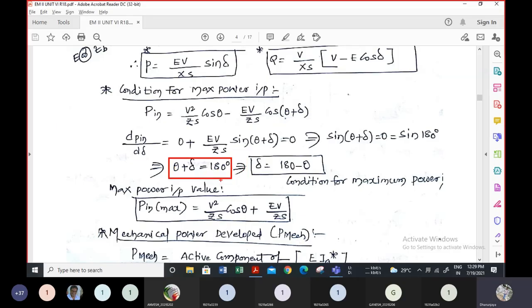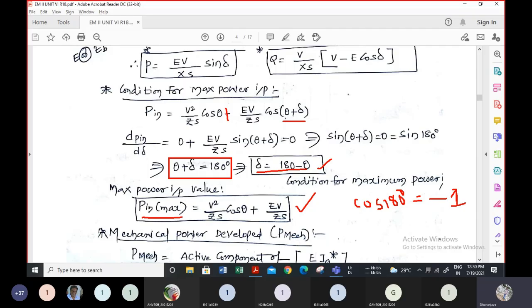By simplifying and equating, we get the conclusion that theta plus delta equals 180 degrees, or we can rewrite it as delta equals 180 minus theta. Substituting this value, we have theta plus delta equal to 180, so cos 180 is equal to what? Plus 1 or minus 1? Minus 1. So substitute minus 1 here. Minus of minus becomes plus 1. The same I have represented here. So the maximum input power equals V square by Zs into cos theta plus EV by Zs.